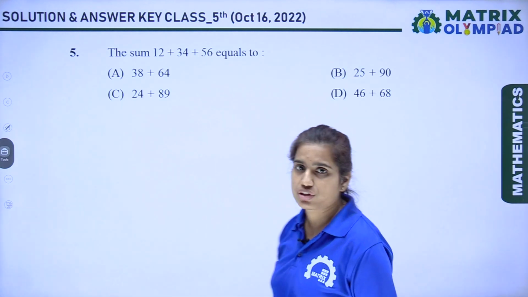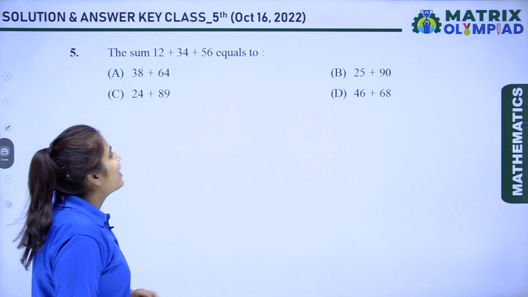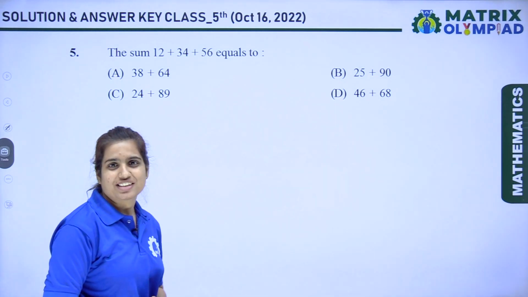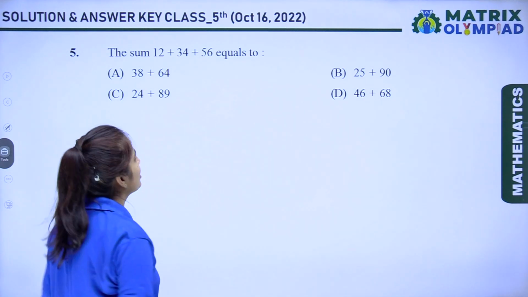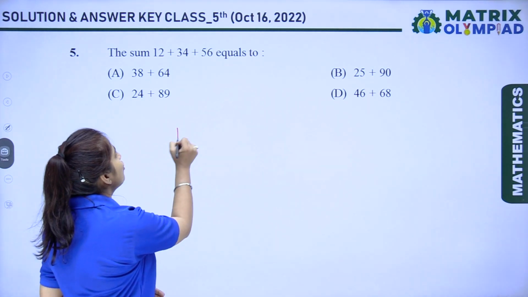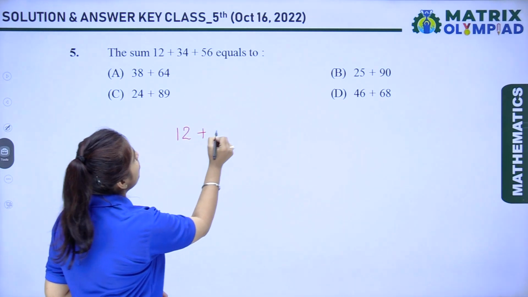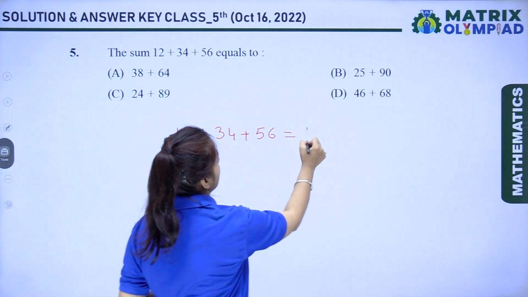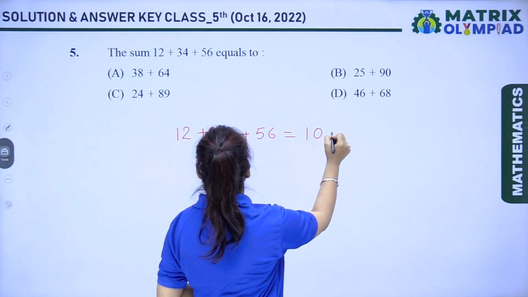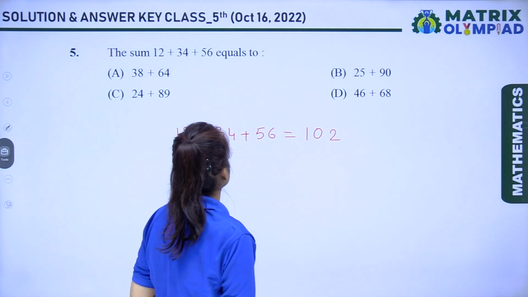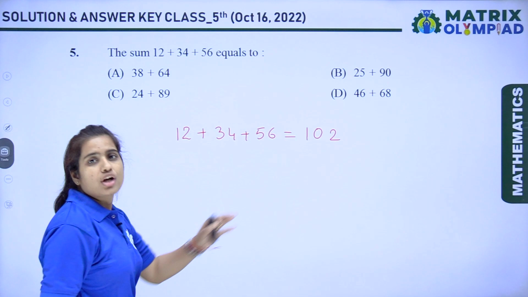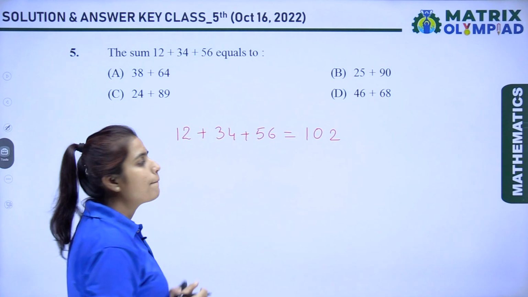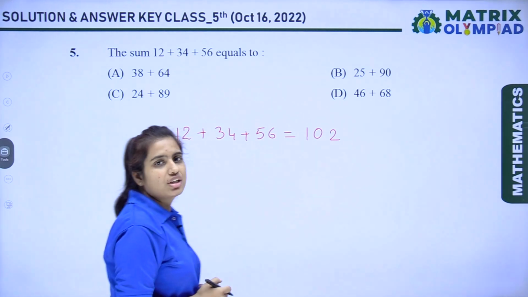Now the next question, that is question number 5. Here in this question, we have to find the sum of 12, 34 and 56. This is a very simple question, and first of all, we will find the sum of these 3 terms. Let's check what the sum of these 3 terms is, that is 102. Yes. So according to the sum, we have to compare the options. Which option is correct for the sum?